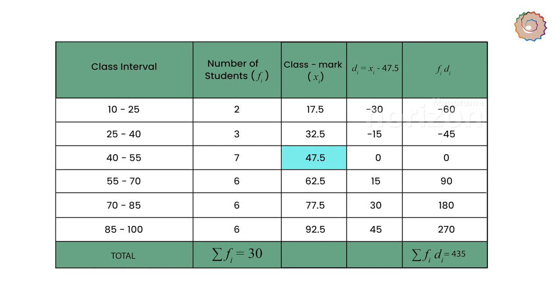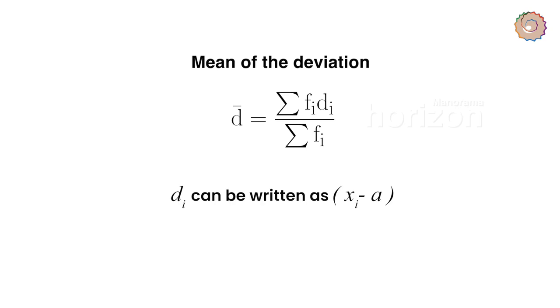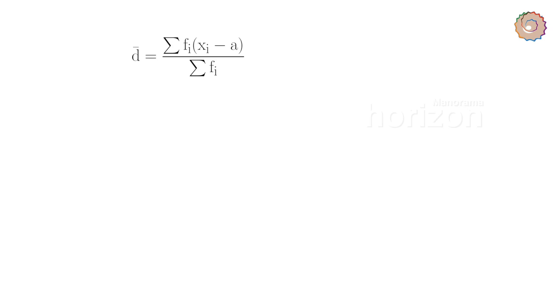The third step is to find the product of di with the corresponding fi and take the sum of all the fi di's. Therefore, the mean of the deviation is given by d bar equals sigma fi di divided by sigma fi. di can be written as xi minus A. So, d bar is equal to sigma fi in brackets xi minus A divided by sigma fi. Now let's multiply the products. D bar is equal to sigma fi xi minus sigma fi A, the whole divided by sigma fi.